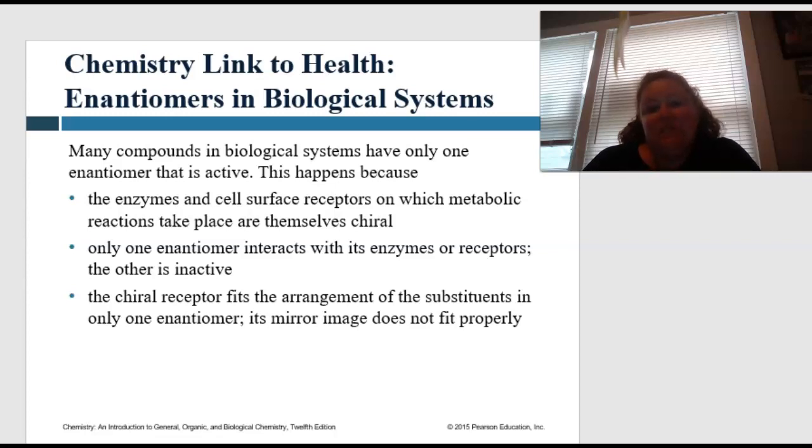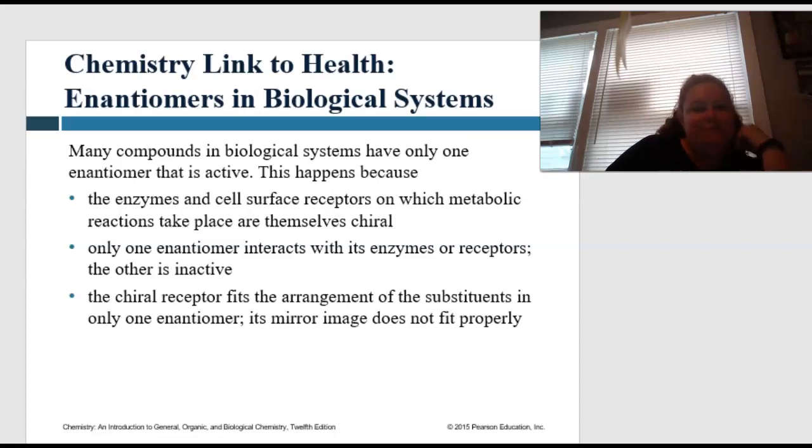So how do we take everything that we just learned and link it to why you guys are studying this? Okay, so this is your chemistry link to health, enantiomers and biological systems. So many compounds in biological systems have only one enantiomer that's active. And this happens because the enzymes and cell surface receptors on which metabolic reactions take place are themselves chiral, so only one enantiomer interacts with the enzymes or receptors, and the other one is inactive. And finally, the chiral receptor fits the arrangement of the substituents in only one enantiomer, and so its mirror image does not fit properly. Okay, so what does that mean?